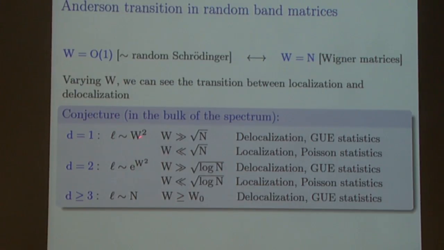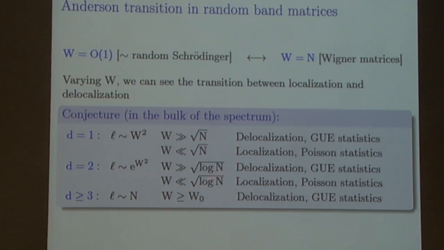In dimension 2, it's expected that your localization length is quite big, so it's e to the W squared, which means again that if W is bigger than square root of log n, then you have delocalization. If W is smaller than square root of log n, you have localization. And in D equals 3, you expect to have delocalization if only W is bigger than some constant, and that should be quite a small constant.